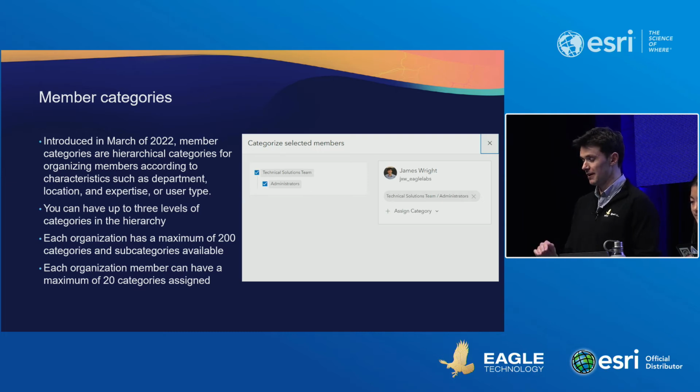You can also set hierarchies, so we can set it up to only see administrators. It could even be by user type, for example. You can have up to 200 different categories within your organization, and each member can have up to 20 categories assigned to them. So how is this useful to me?